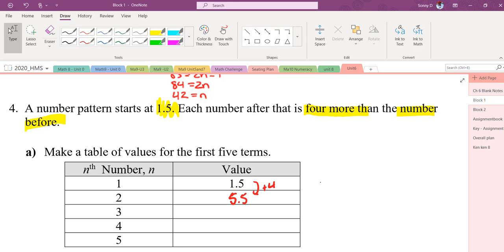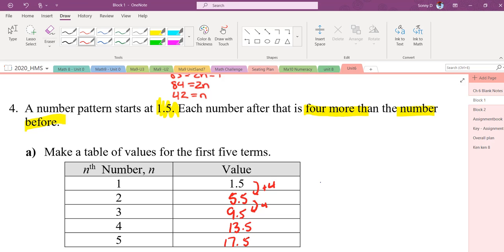Okay. What would the next number be? 9.5. Adding 4 again. 13.5. There we go. 17.5. Nice. 21.5. Okay. 25.5. Okay. So now that we have the numbers for both variables, the number and the value, we need to come up with the equation.